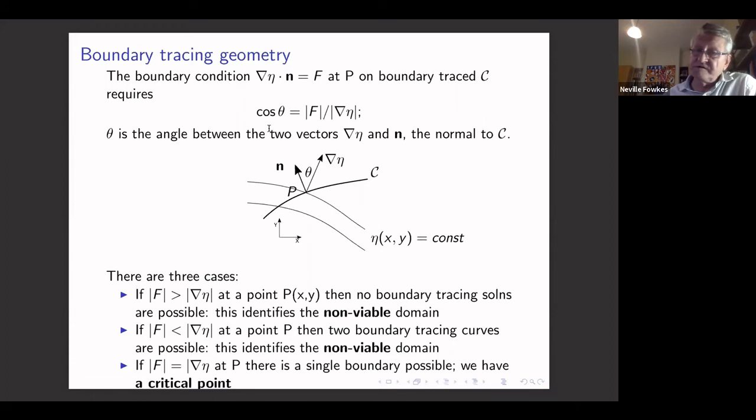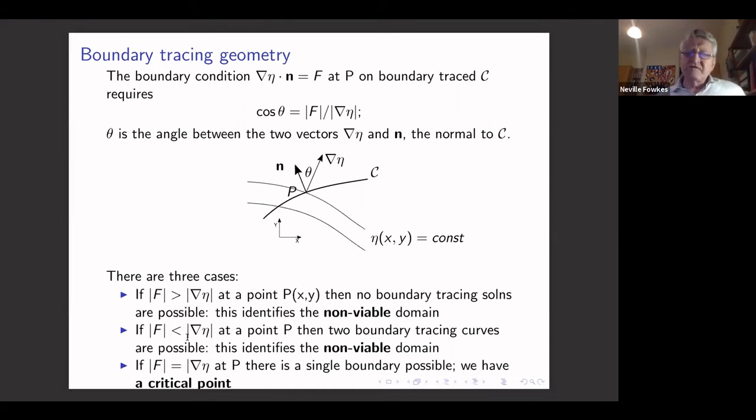And the answer to this is straightforward. If the modulus of f happens to be greater than the grad of eta, you've got no hope, because cos theta lies between plus and minus 1. So there are three cases. For any point P in the domain, either we have the modulus of f. Remember, we know f, we know grad eta, so we can determine this at any point. If the modulus of f is greater than grad eta at the point, then you can't trace a boundary. You can't satisfy the boundary condition.